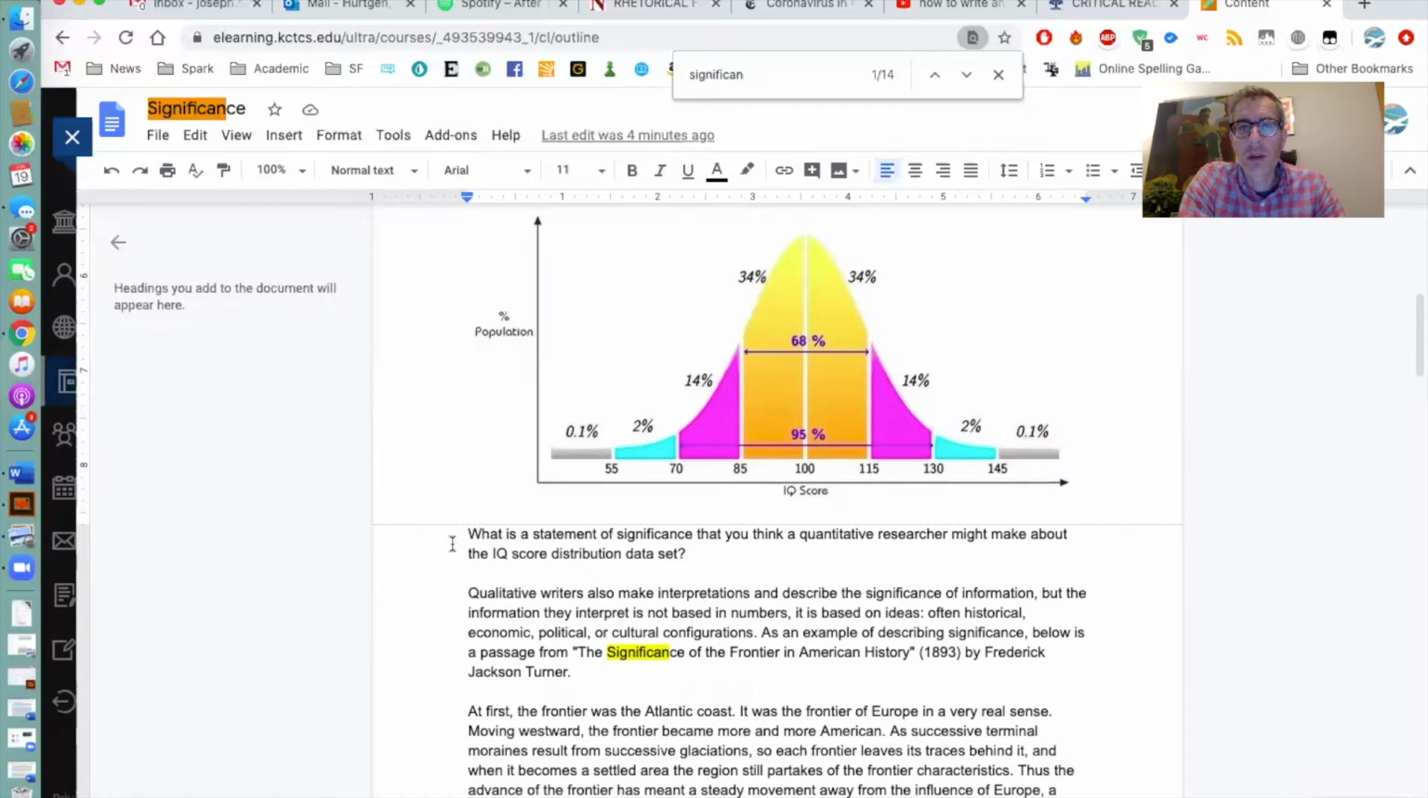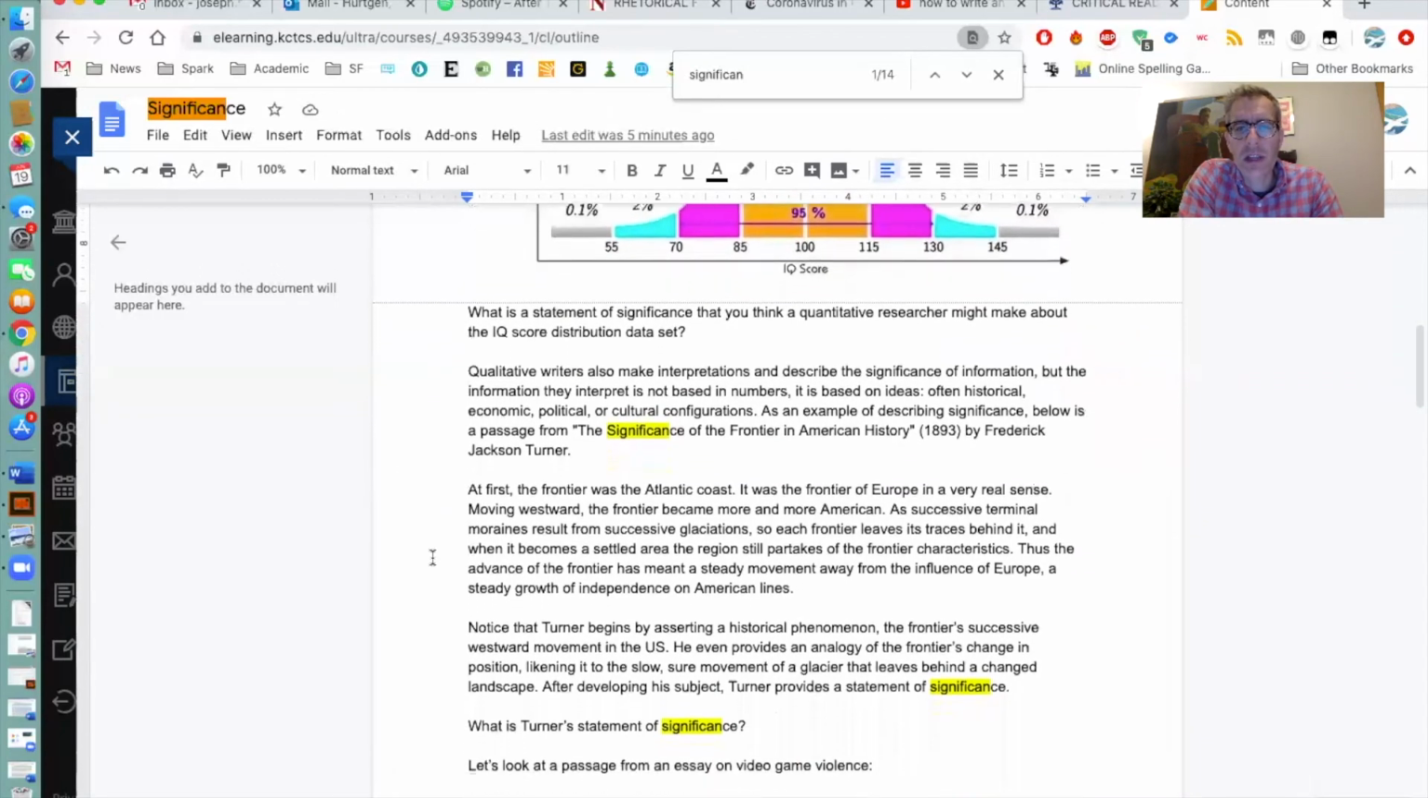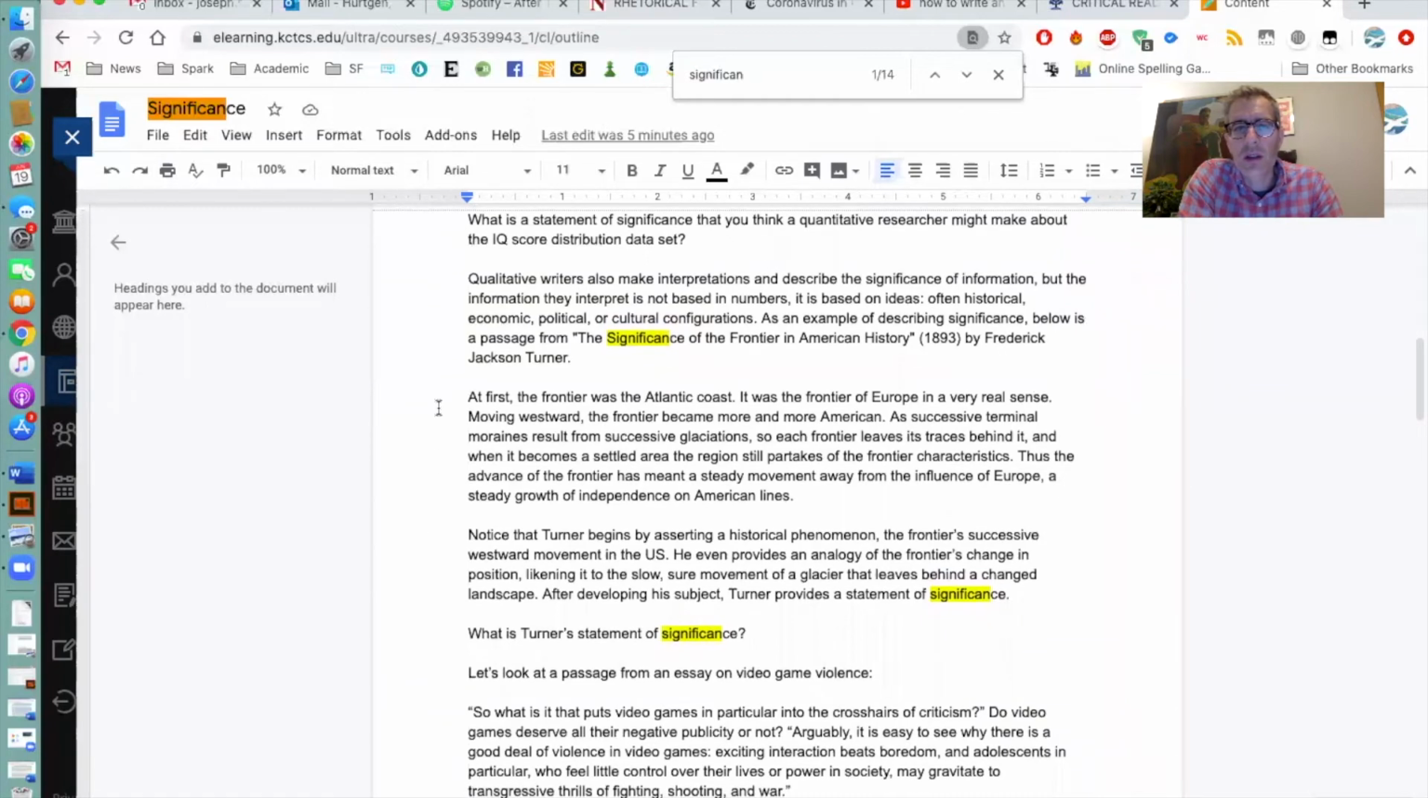I wonder what other kinds of statements of significance that you would make or that you think that a quantitative researcher might make about this IQ score distribution data set. Certainly there's a lot of different questions that you could ask. Now, qualitative writers also make interpretations and describe the significance of information. But the information they interpret is not based in numbers. It's based on ideas. Could be historical ideas, economic, political, or cultural configurations.